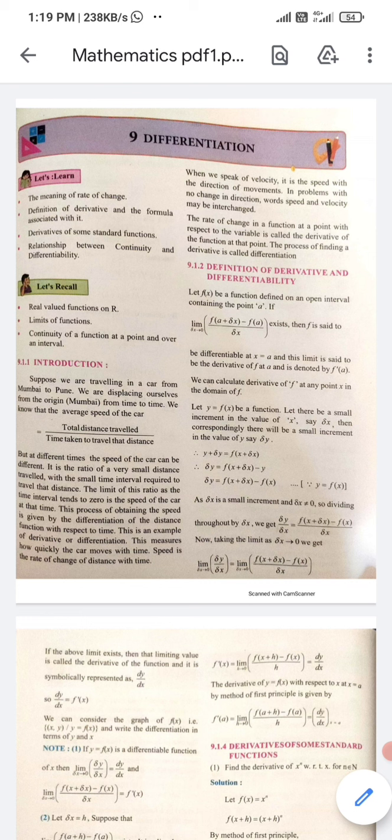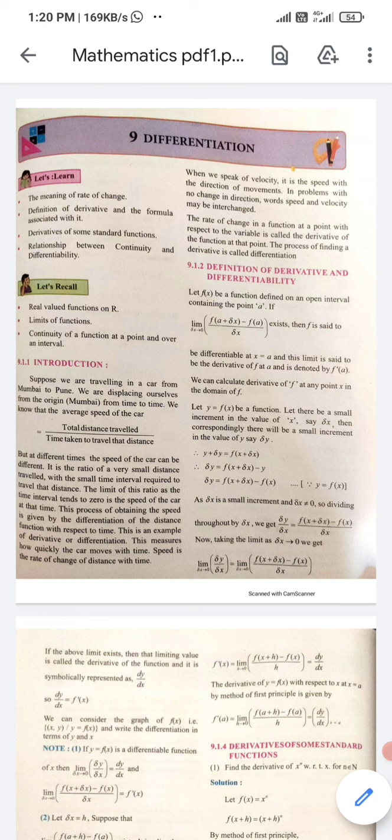Find the derivative of sec x with respect to x. f(x) = sec x, f(x+h) = sec(x+h). From the definition, f'(x) = limit h tends to 0 of [f(x+h) - f(x)] / h. So f'(x) = limit h tends to 0 of [sec(x+h) - sec x] / h. Sec means 1 upon cos, so 1 upon cos(x+h) minus 1 upon cos x, into h.